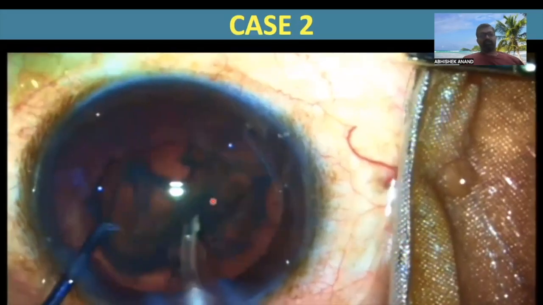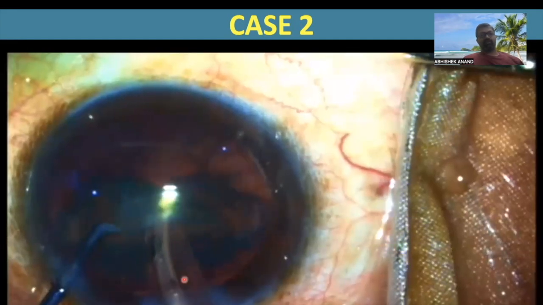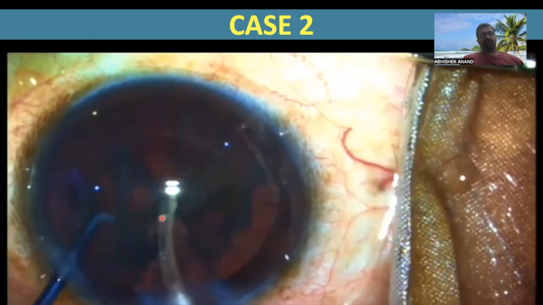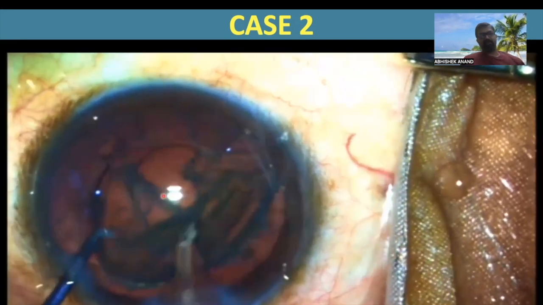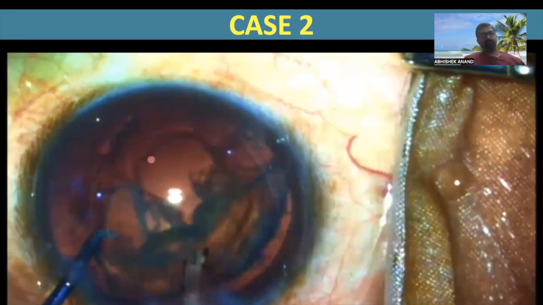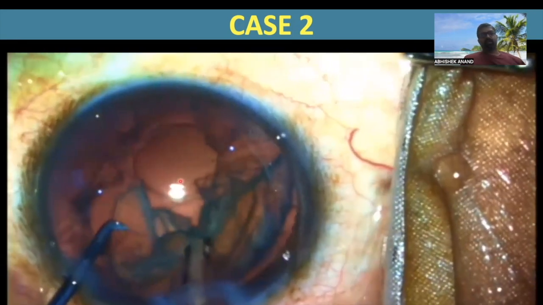Now look at this case scenario in which we are trying to remove the epinucleus. Let's look at it again in slow motion, and we see that this tip hits the posterior capsule and creates a large circular posterior capsular rent.